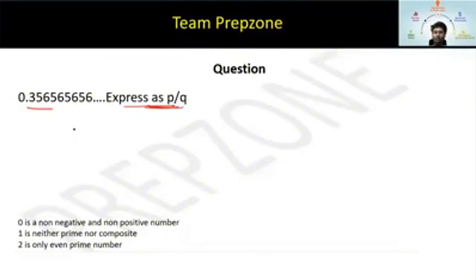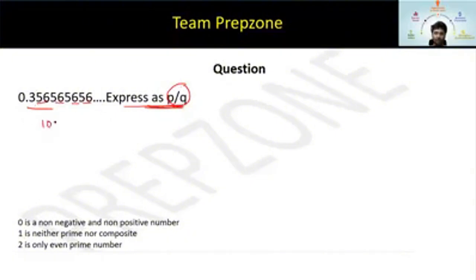First of all, is there any pattern here? Can I represent it as P by Q? So yes, there is a pattern. 5, 6, 5, 6, 5, 6 is getting repeated. So it is sure that I can represent it as P by Q. Now how to do it?